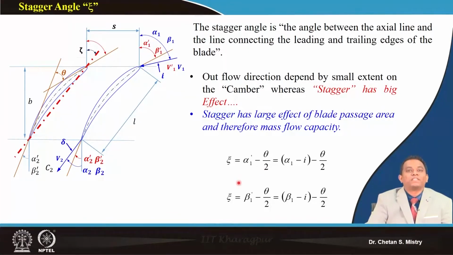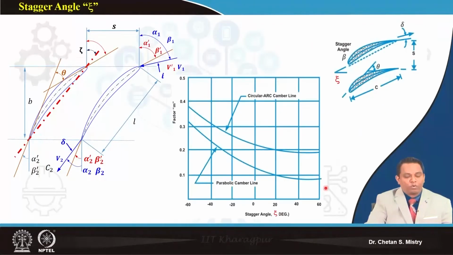Suppose we are considering the blade of a rotor, then this equation will change. In place of alpha 1 we will have beta 1, and in line with that we will have beta 1 minus incidence minus theta by 2. So this is what gives us an idea of how we calculate our stagger angle. Let's try to look at what it all means.